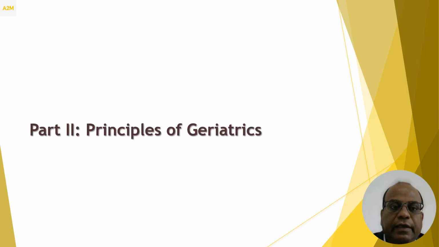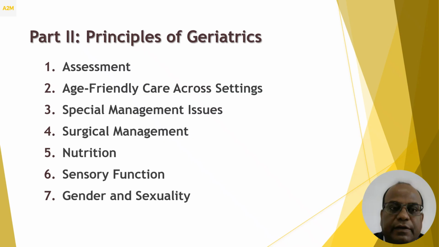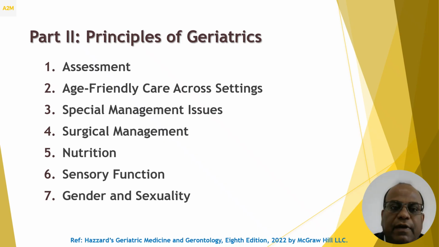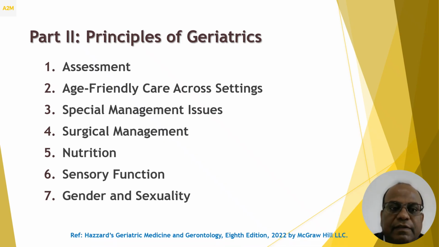Next part is the principles of geriatrics. This part explains the practical approach to caring for older adults. It covers assessment, age-friendly care models, nutrition, sensory function, safe management, surgery, and medications. These chapters show how to evaluate the whole person, not just a disease. They guide us in delivering coordinated, respectful, and safe care across all healthcare settings for older patients.